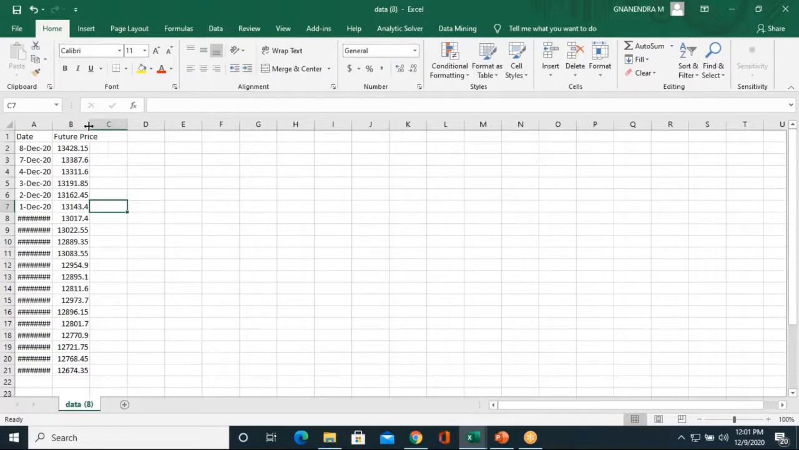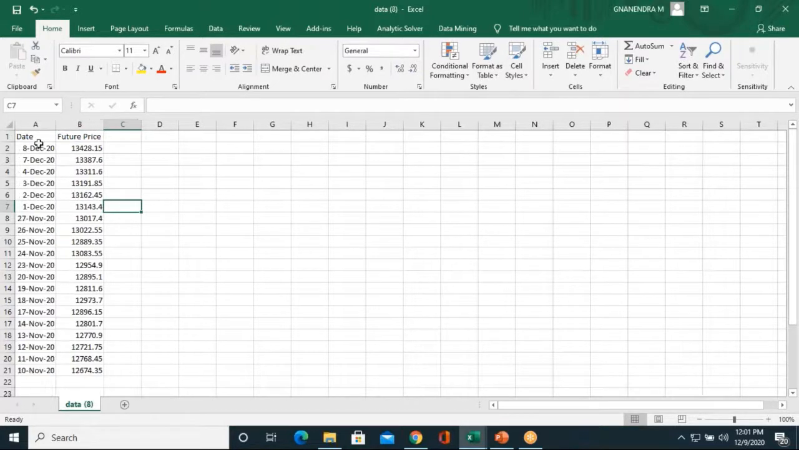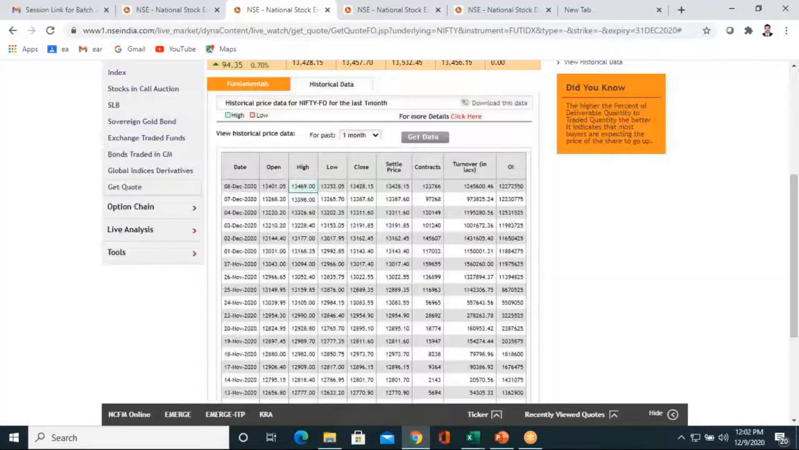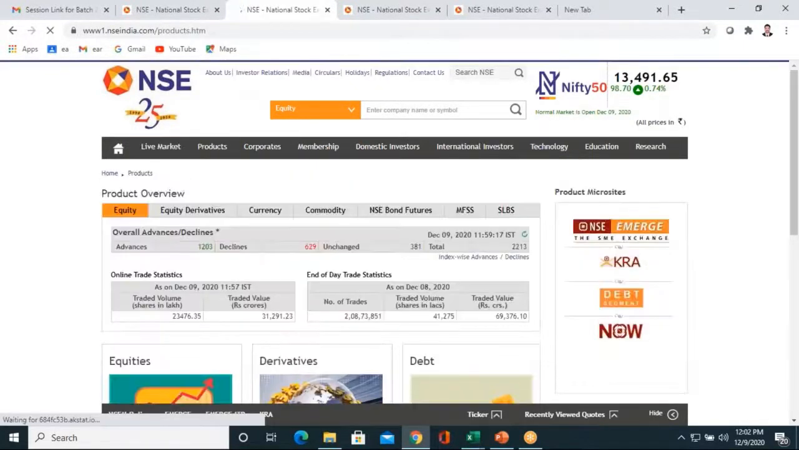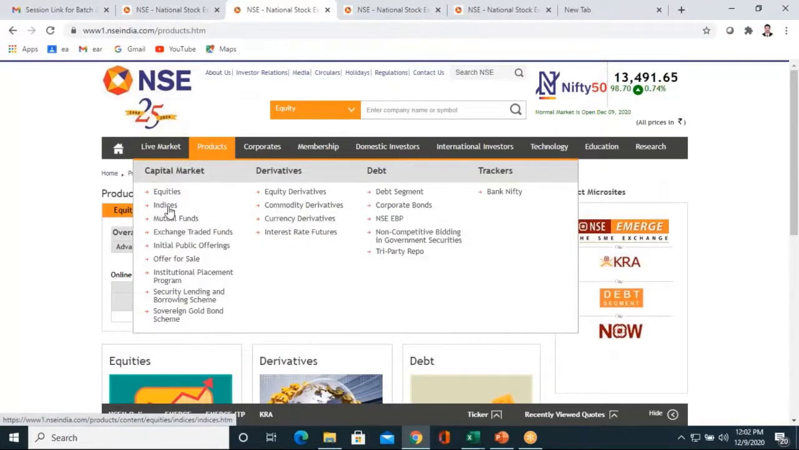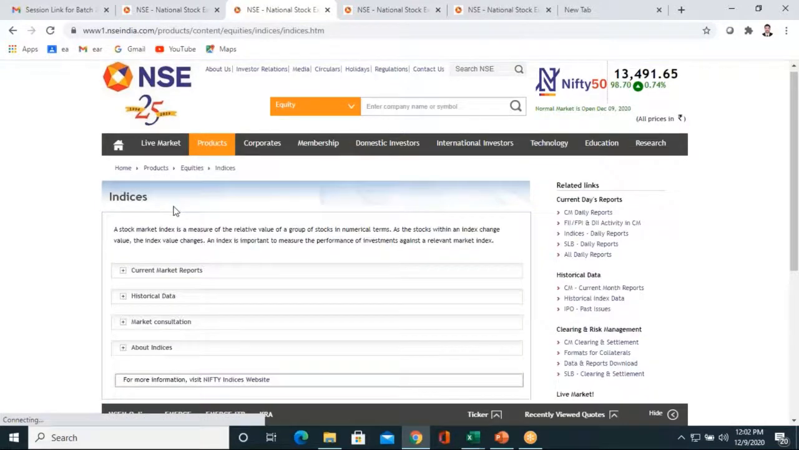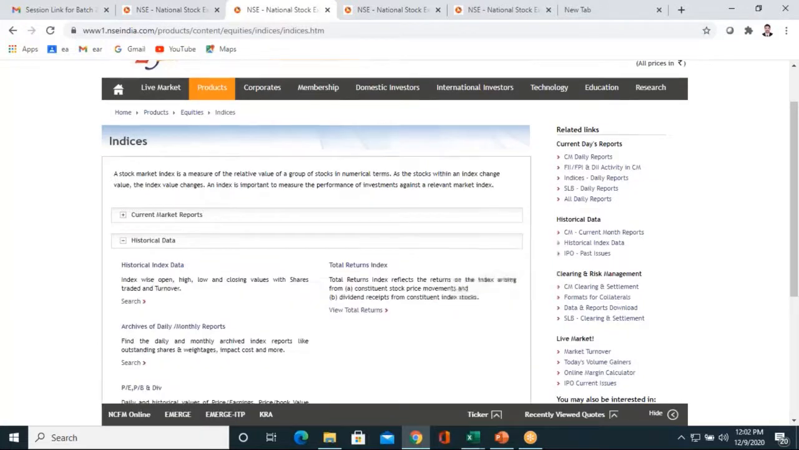Now I need to collect the spot price for the same days. It should not be different. The days should be the same. So now I will go to the spot price, right? I will go to products and I will go to indices, not equity. If I go to equity, then it's stocks that I'm going to get; with indices I'm going to get the index. So I'll click on index, and you will get historical data.